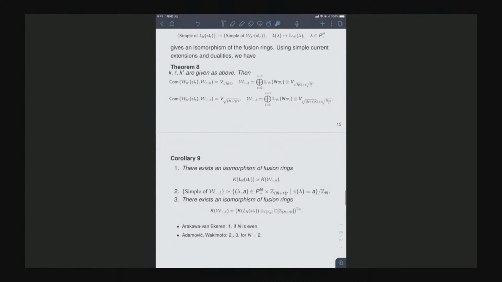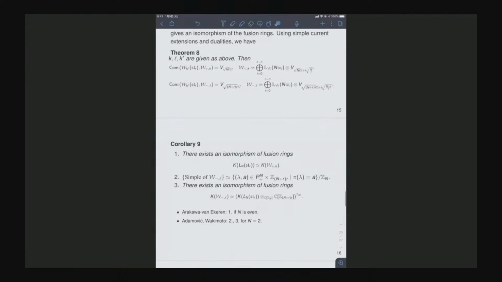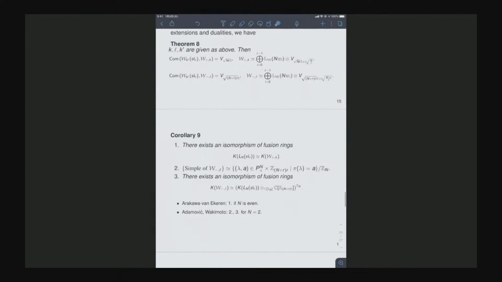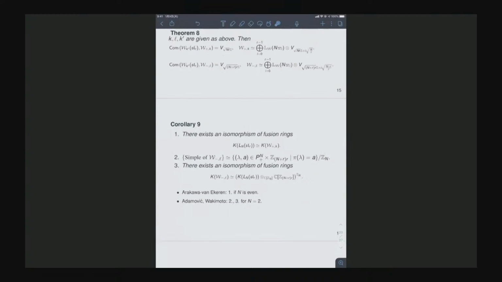But using this correspondence, we obtain the isomorphism of fusion rings between affine SL_R and the subregular W-algebra. And also, simple modules of the principal W-superalgebra have a nice classification using this correspondence. And also, the second isomorphism in Theorem 8 induces a nice description of the fusion rings of the principal W-superalgebra.